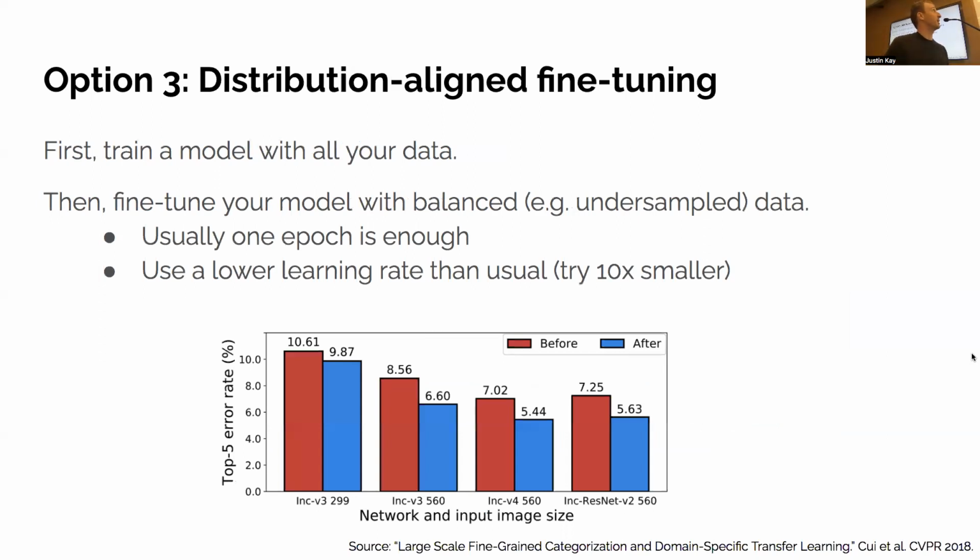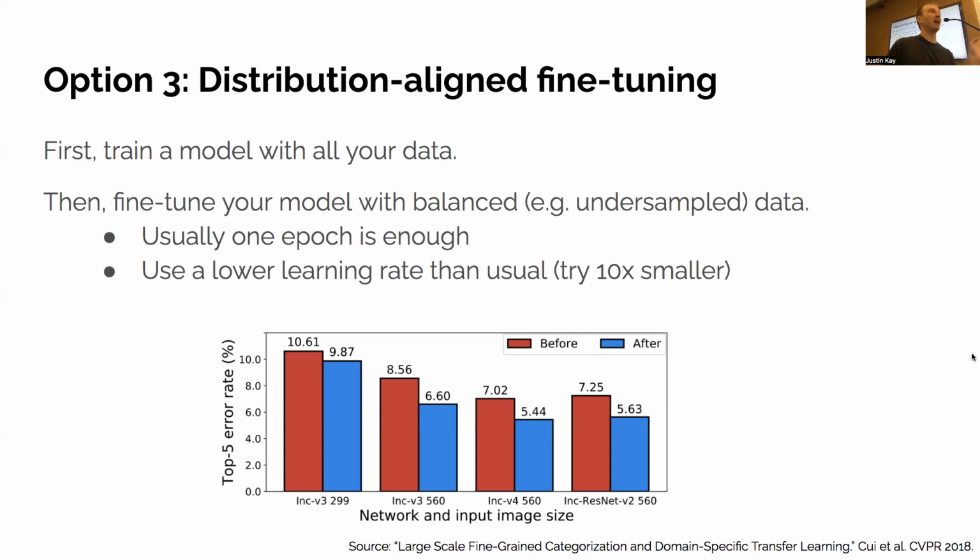Okay, the third option that's a bit controversial, we call it distribution aligned fine tuning, or a simpler version would be balanced fine tuning. So you first train a model on all your data, then you undersample it, and then you train for one epoch on the undersampled version. People have shown that this improves results, but the key is that it improves results on a balanced test set. So you essentially are fine-tuning on the distribution of your test set, which gives you better results on that test set. But if your test set is also imbalanced, this probably is not going to do anything for you.